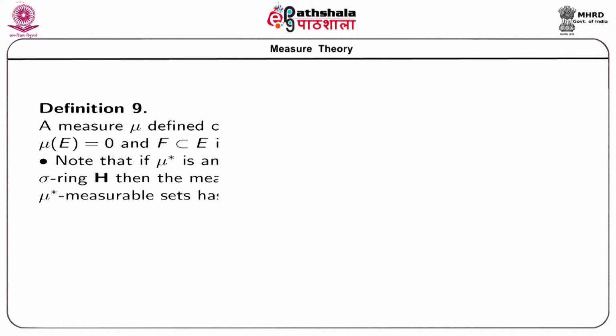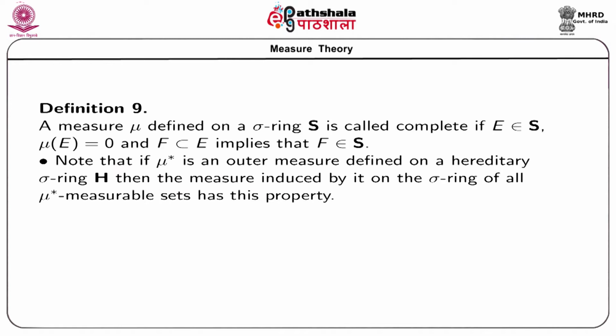We now give the formal definition of a complete measure. A measure mu defined on a sigma ring S is called complete if whenever we take a member E of S whose measure is 0, all its subsets also belong to the sigma ring S.